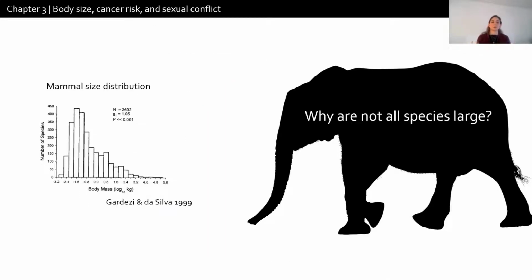Nevertheless, we are not really surrounded by very large organisms all around us. There are not many species like elephants and whales around. And if you look at the mammal size distribution, you can see that. So here it shows the body mass and the number of species with that body mass. And then you can see that smaller and mid-sized animals are way more common than very large ones.